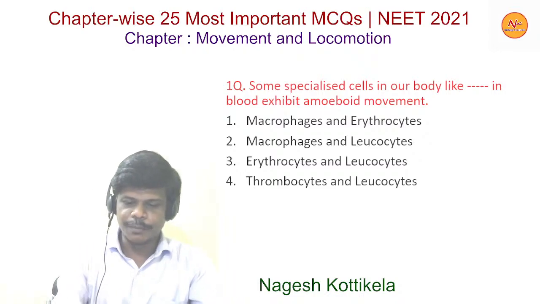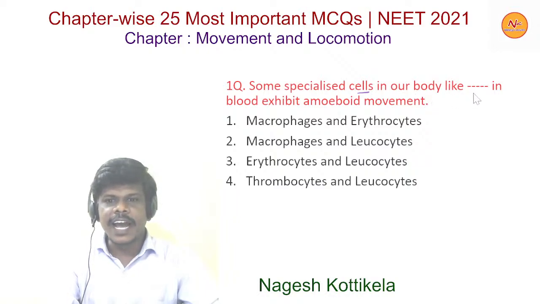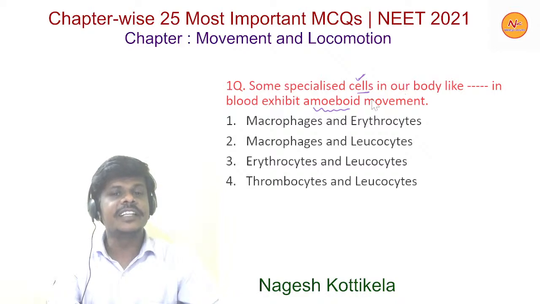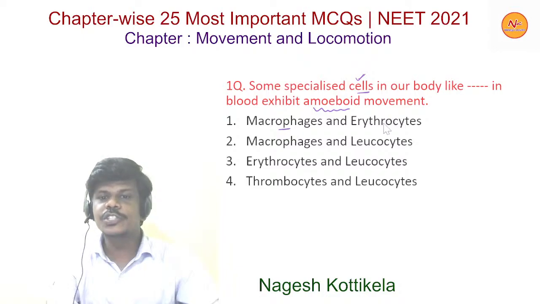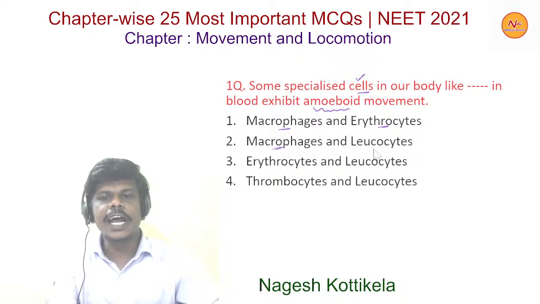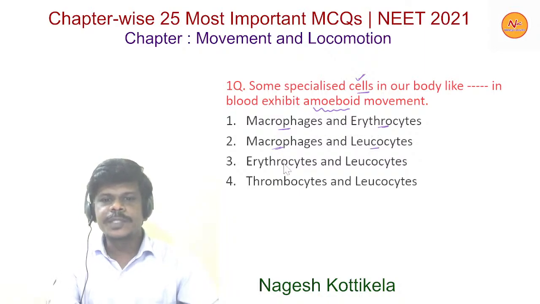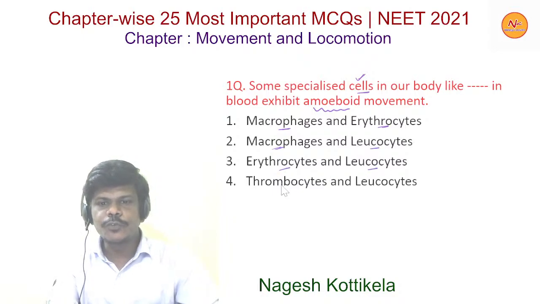Question number 1. Some specialized cells in our body, like dash in blood, exhibit amoeboid movement. So the cells in our body that exhibit amoeboid movement. Option 1, macrophages and erythrocytes. Option 2, macrophages and leukocytes. Option 3, erythrocytes and leukocytes. Option 4, thrombocytes and leukocytes.